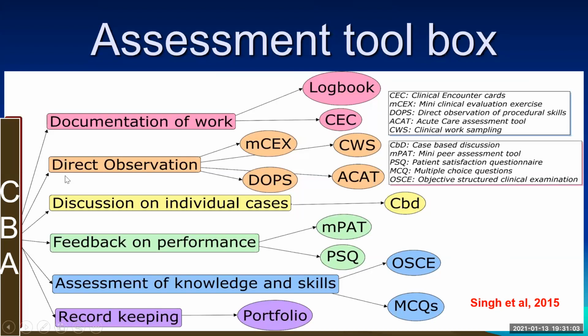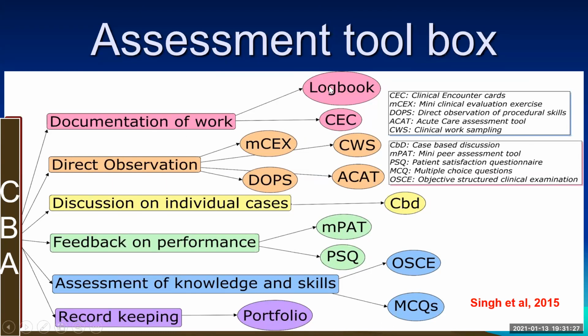If we want to assess by direct observation, then clinical evaluation exercises are there. Procedural skills, observation of the procedural skills are there. Then if we want to discuss an individual case, then case-based discussion. Similarly, if we want to give feedback on the performance, that can be done by patient questionnaires and peer assessment tools. So this is a toolbox.